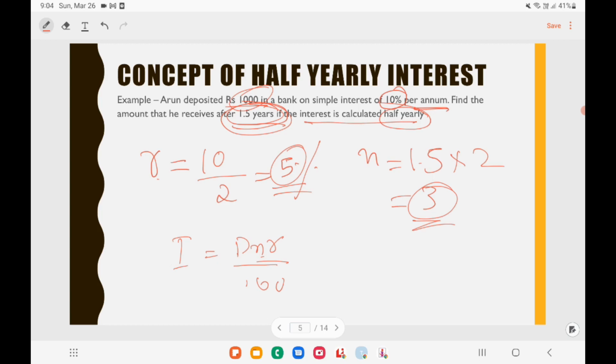Similarly, you can base a question like if the interest is calculated quarterly. In the same way you need to do that. Quarterly means 1/4 of a year. That means if the question says the interest is calculated quarterly, in 1 year you are going to calculate the interest 4 times. So in that way you need to do the question.